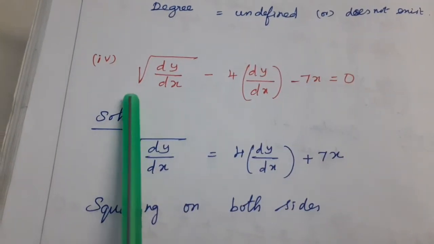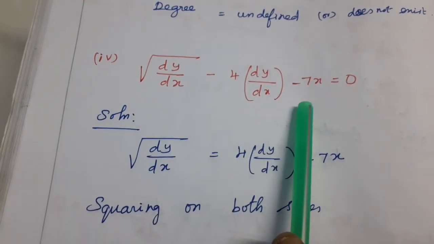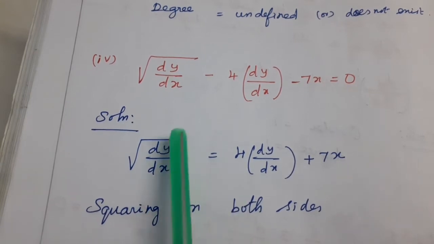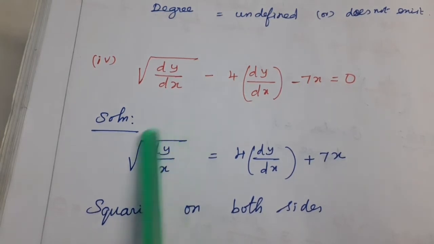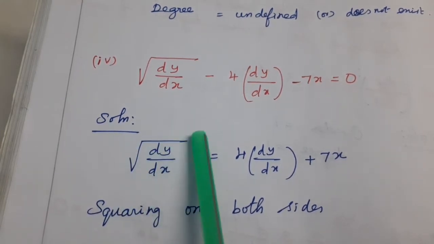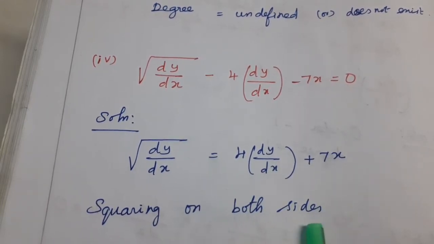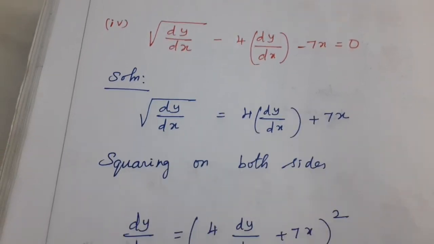What is the fourth subdivision? Root of dy by dx minus 4 into dy by dx minus 7x is equal to 0. So root of dy by dx, this is whole power 1 by 2, because this is not in whole number, so make it a whole number. Root means whole power 1 by 2. So root of dy by dx equals 4 into dy by dx plus 7x. So squaring on both sides, the root will be cancelled.